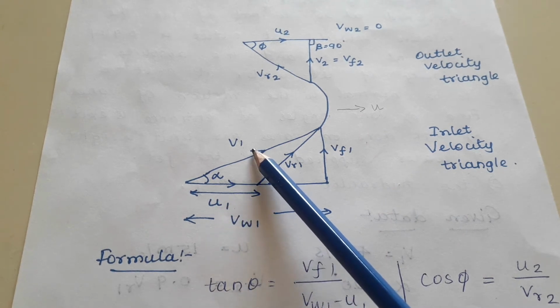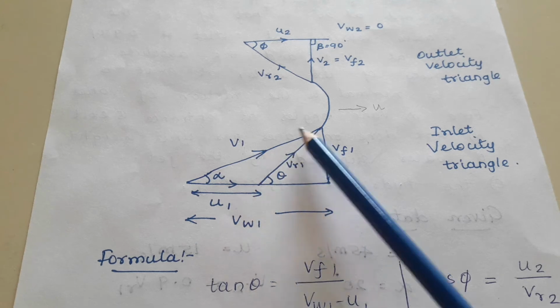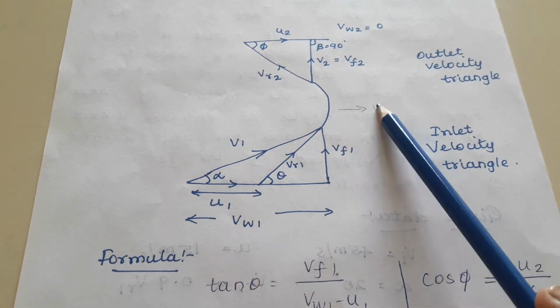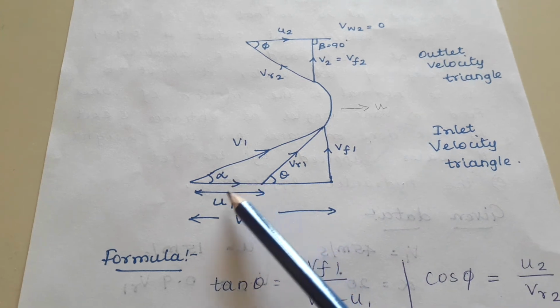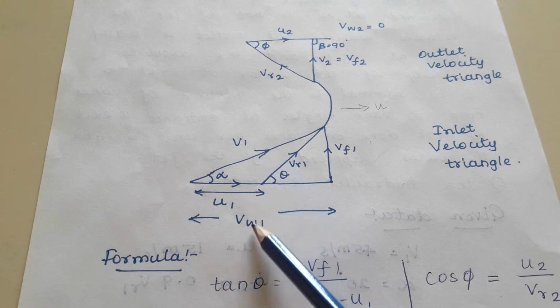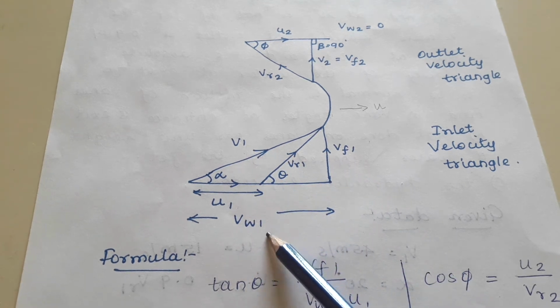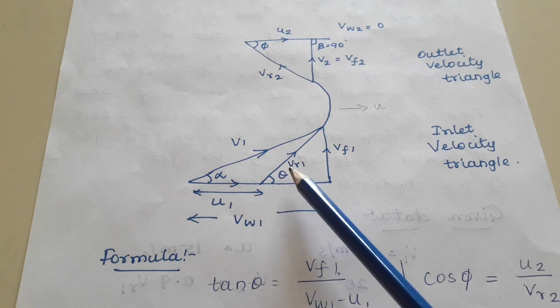You have to be very clear about the direction also. Water is striking in this direction, and u1 is in this direction because the vein is moving in this direction. So the arrow mark should be on this side. V1's vertical component is VF1 and V1's horizontal component is VW1. So relative velocity VR1 has an inclination of theta.